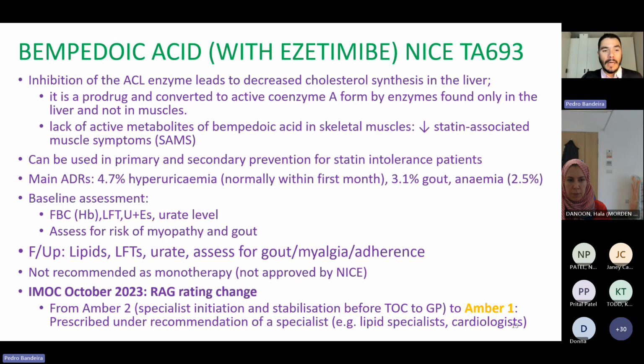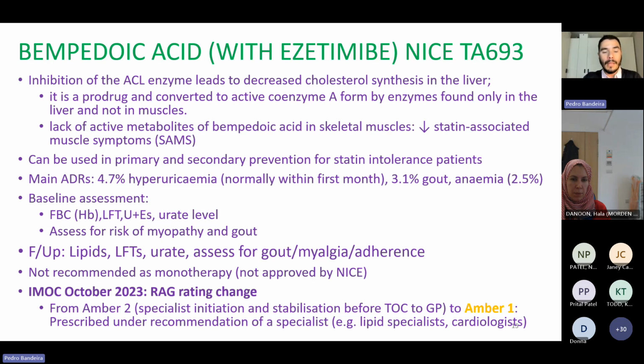I would say as a baseline, you should order full blood count, liver function, urinalysis, and a urate level. Normally I would assess for the risk of myopathy and gout as well. And for patients who have a history of gout, I wouldn't advise this drug because there will be increased risk of developing gout and poor outcomes in those cases.